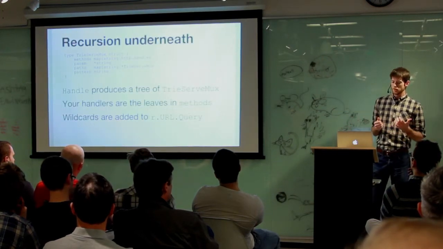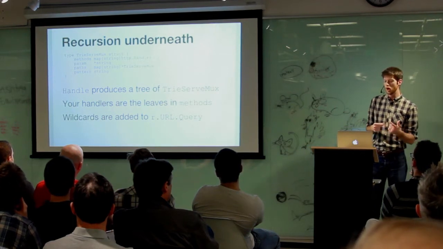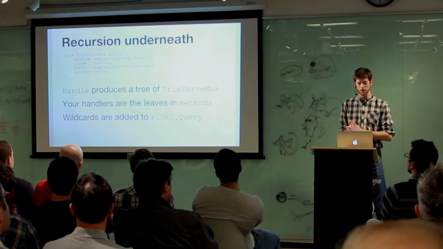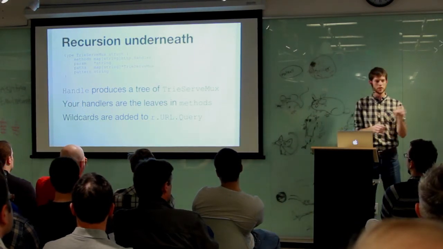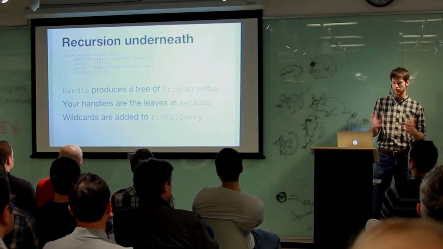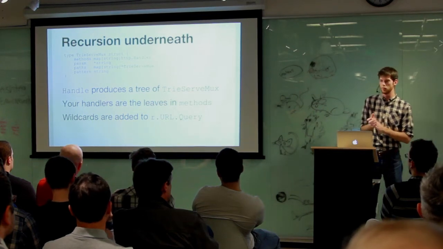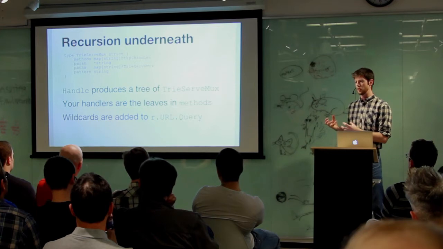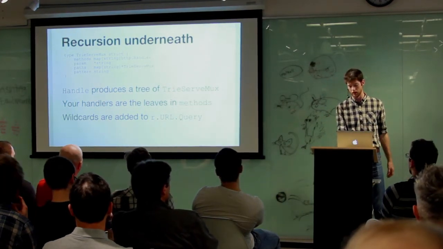Under the hood, it's building up that same tree that you would have to build on your own, but it builds it internally and does the parsing of the URLs itself. The leaves of that tree are the various methods that a particular URL responds to. And like I said, those wildcards are pulled out into the query portion of the URL, so they're available to you in your handler without any special syntax over top of the HTTP handler interface.